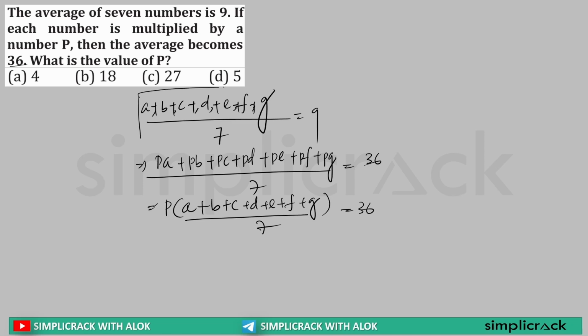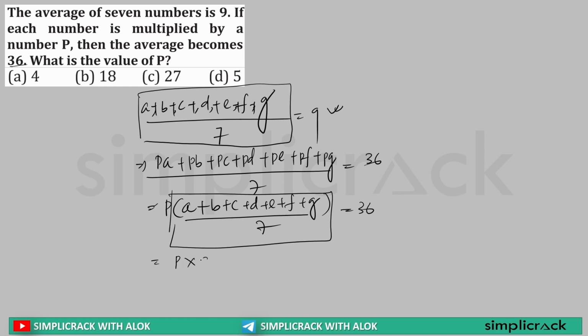Now see, this expression was what? 9. So in place of this expression, I can write p into 9 is equal to 36. So, sir, p is equal to 36 by 9, that is 4. Yes or no? Yes. So understand this.